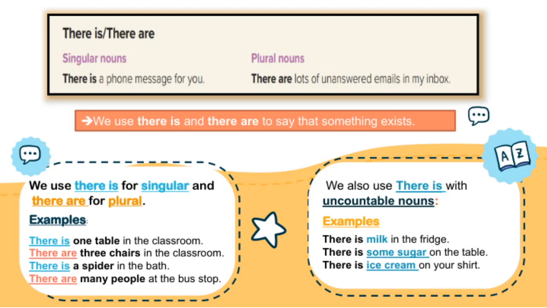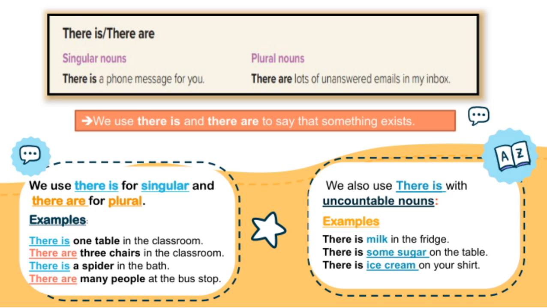Now let's look at how we use there is with uncountable nouns. For example, we say there is milk in the fridge or there is some sugar on the table. You can also say there is ice cream on your shirt. The key idea here is that we use there is when we're talking about a singular noun or something uncountable. Remember, there is for singular things and there are for plural things.